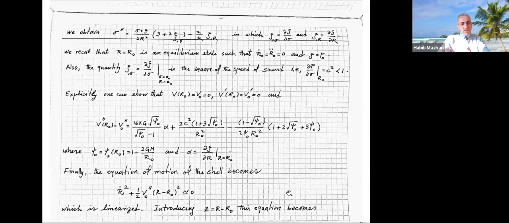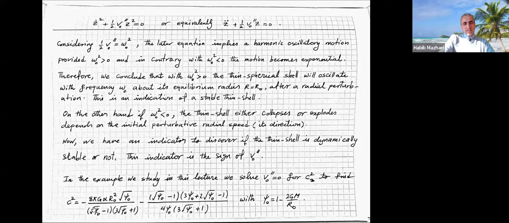Then we find which side is positive and which side is negative. So we make V0 double prime equal to 0 and solve it for C squared. This is what I have done here. C squared is here, and then we will plot C squared and find which part is positive and which part is negative, actually V double prime. And then we find the stable region.